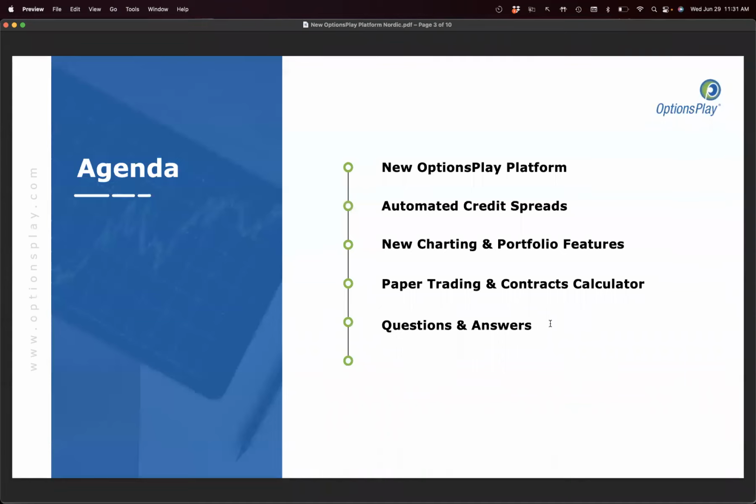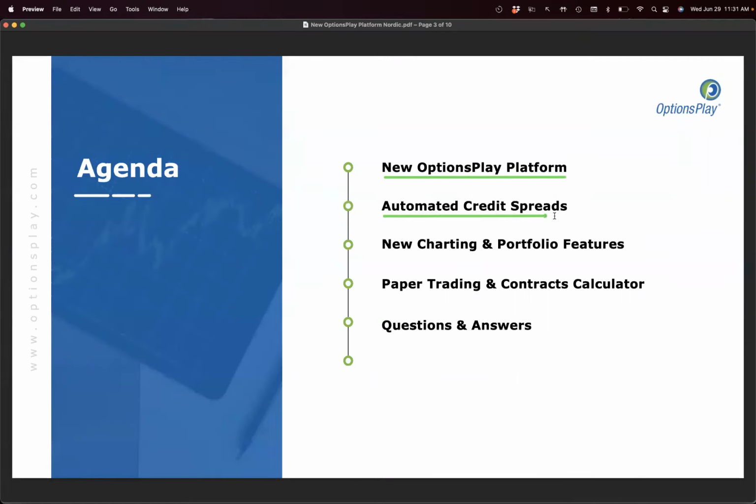So what I'll do is I'll show you the new OptionsPlay platform. Like I said, this is a platform that we've been working on for the past year or so, modernizing the technology platform so that things move quicker. You can search for symbols much faster. The trade ideas and the trades come up much faster.